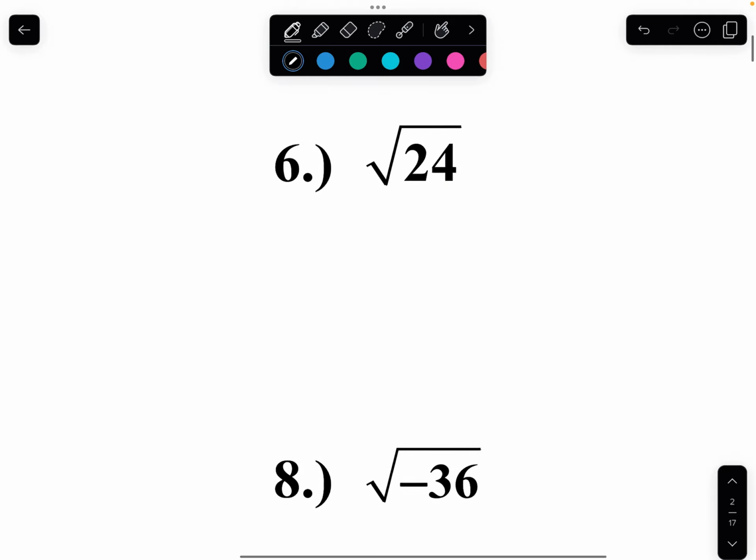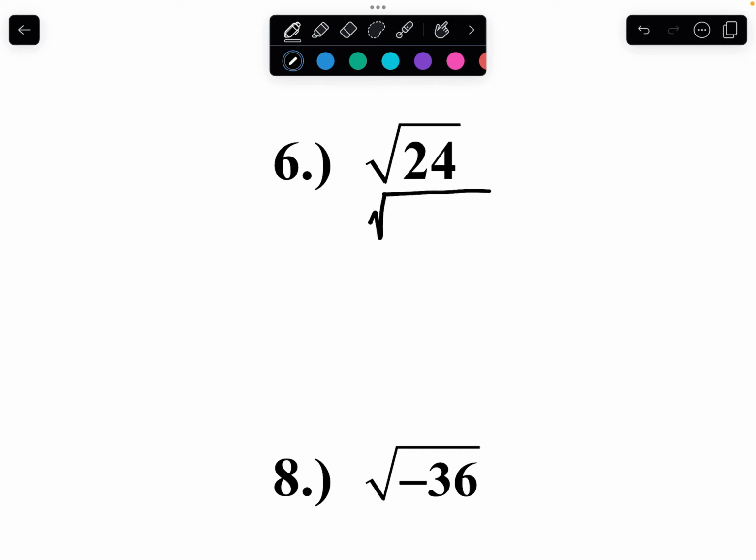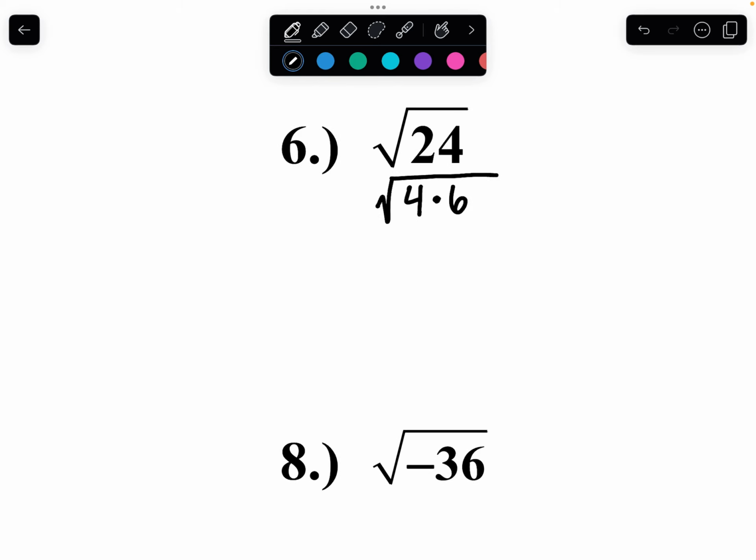Okay, and so this is an Algebra 1 problem where you're just simplifying square roots. Remember, you're always looking to break it up into a product that involves a perfect square. And so I can break 24 into 4 times 6, and we know square root of 4 is just 2.